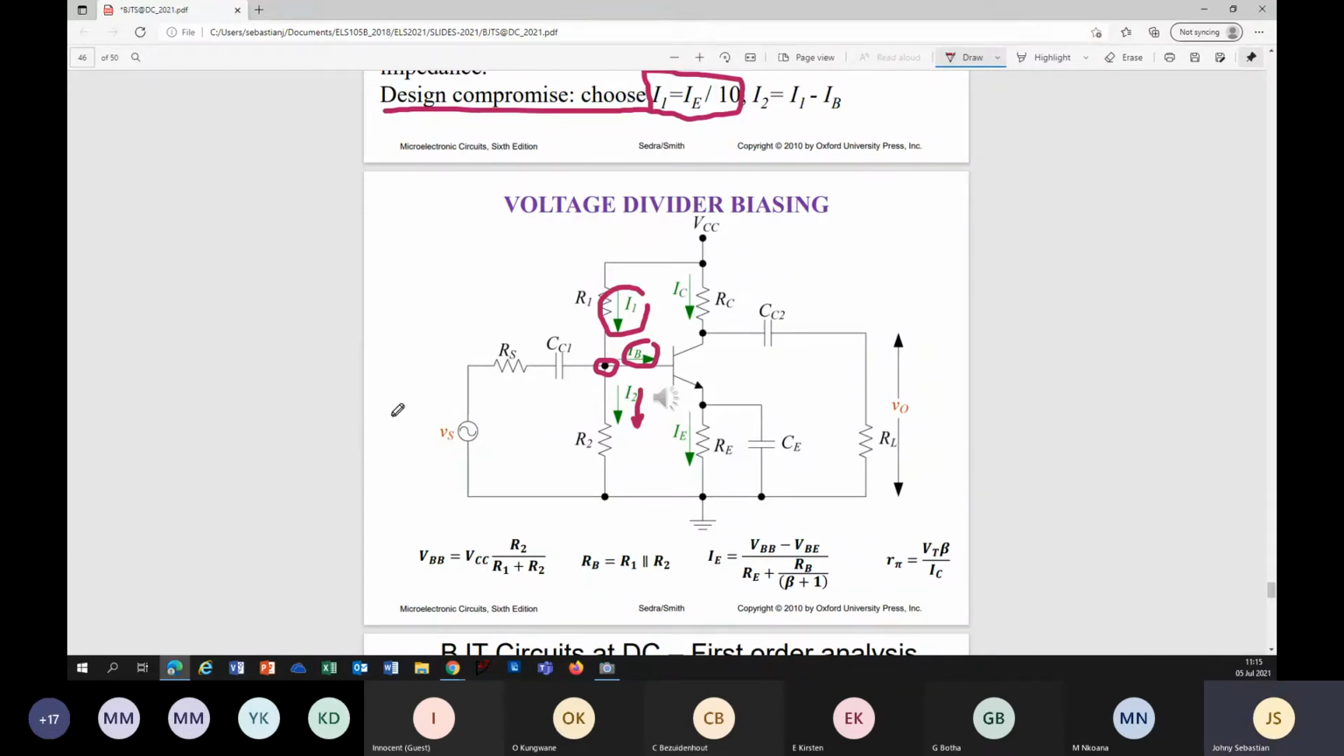And all the expressions we wrote are also here. VBB is the voltage divider expression, that is the Thevenin voltage at the base. RB is R1 parallel R2. Okay. If you have this much, then we can simplify this circuit. How? Let's see that. We will go back to the camera and show you that.